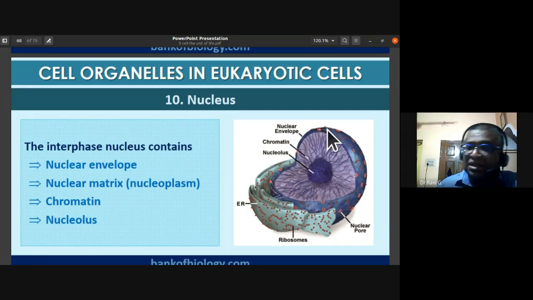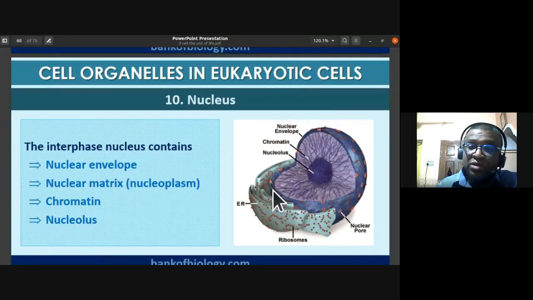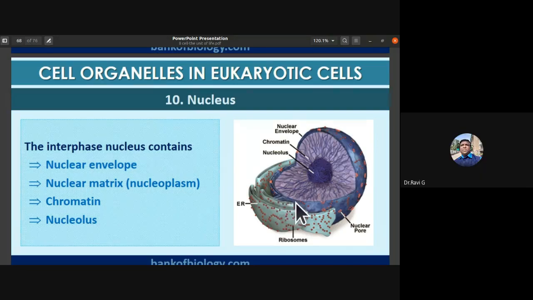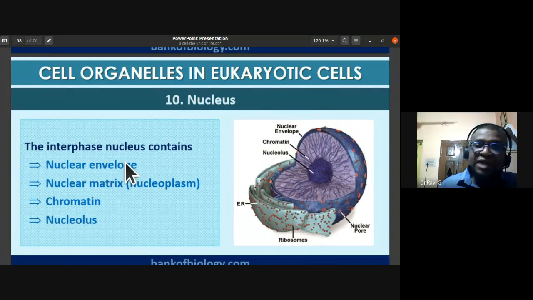Within the nuclear envelope you find numerous openings called nuclear pores. You can also notice that the nuclear envelope is connected to the endoplasmic reticulum, both the rough endoplasmic reticulum, which has ribosomes, and the smooth endoplasmic reticulum.